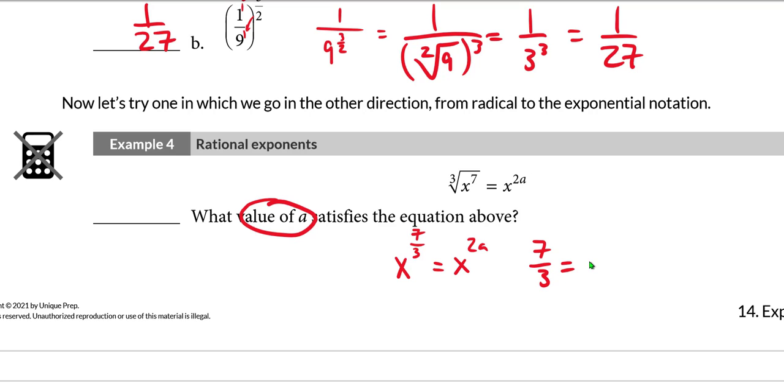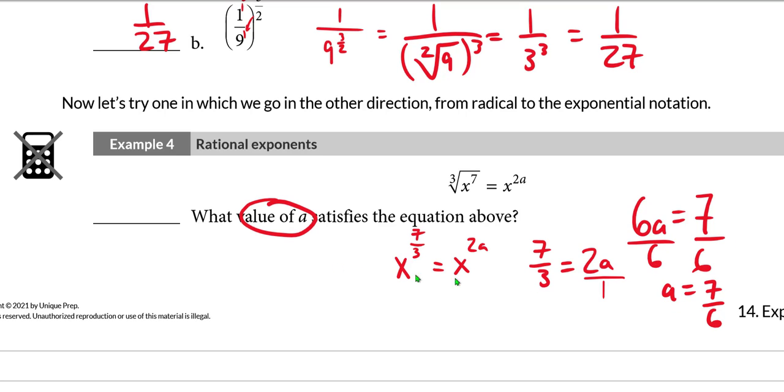So we get 7 over 3 equals 2a. Multiple ways we can go here. I'm going to imagine this is just a cross multiplication opportunity. 1 times 7 is 7. 3 times 2a is 6a. So I get 6a equals 7. I divide by 6, and I get a equals 7/6. That's what they were asking me, so the answer here is 7/6.